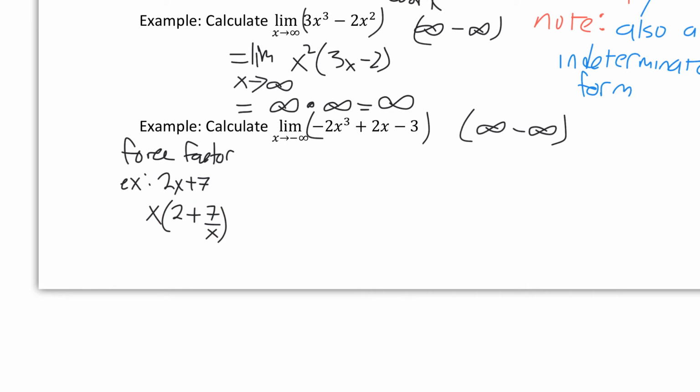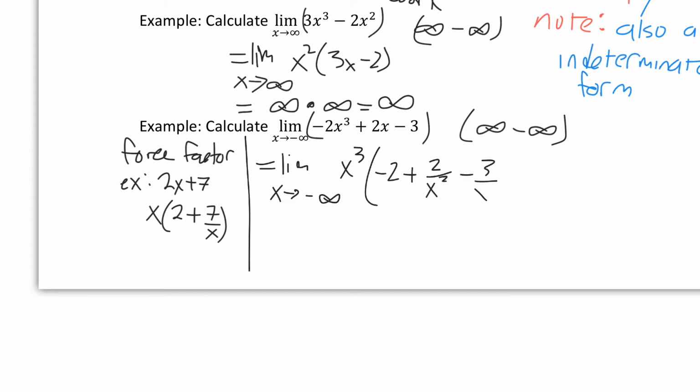So because this multiplies back, this is indeed a correct factoring. It's not the factoring you're used to, and it's often not a very useful type of factoring in regular factoring world. But in this limit question, this is exactly the skill we need. So let's go ahead and factor out x cubed in the same way. So we have the limit as x approaches negative infinity. We're going to factor out that x cubed. So we'll get negative 2 plus 2 over x squared minus 3 over x cubed. Right? Let's see if it multiplies back.